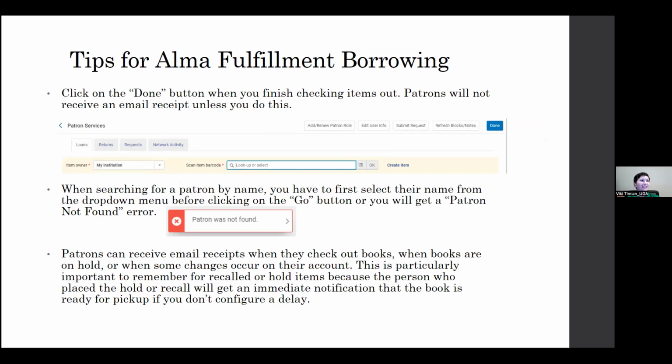So in tips for Alma fulfillment borrowing, one of the things you want to do is click the done button when you are finished checking items out. On this manage patron services page, it will time out of the transaction automatically, but the default is 2 minutes without any activity. That can be a long time. So clicking on that done button completes the transaction, and it ensures that books won't end up on the wrong patron account if someone else happens to walk up.